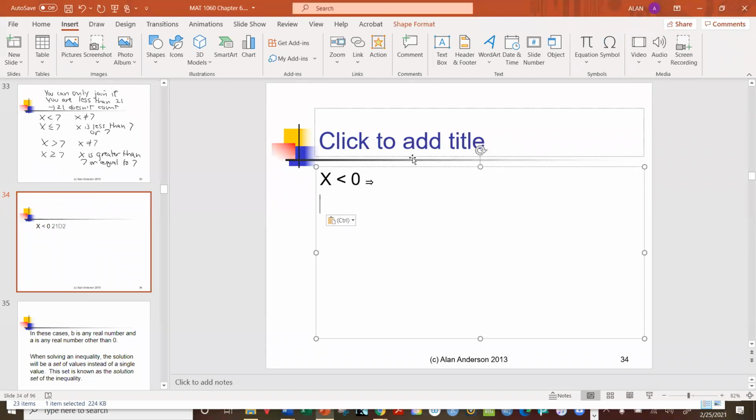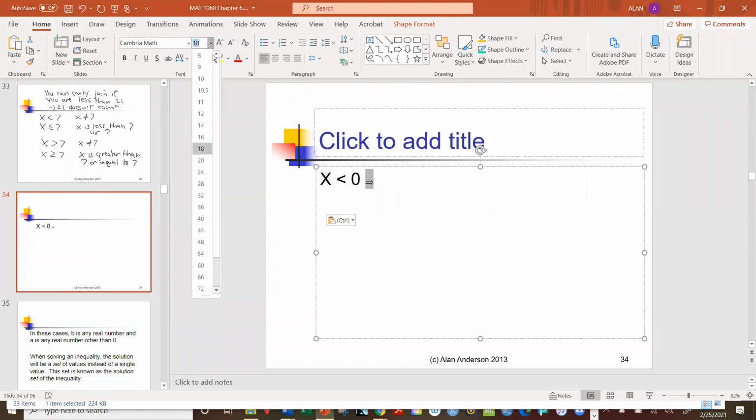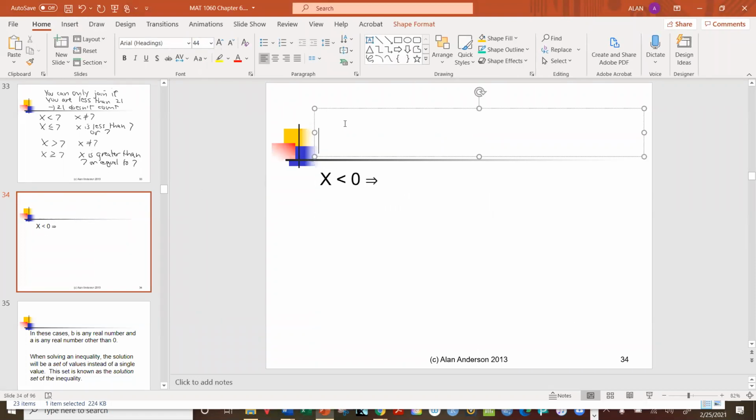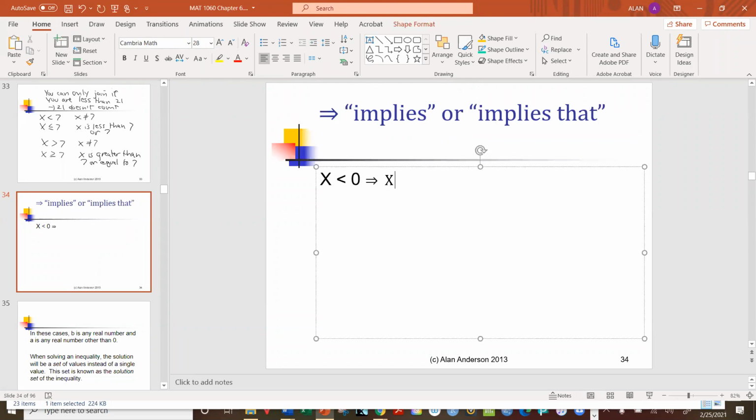This arrow, in English, you would say the words implies. Okay, so that symbol means it replaces the English words implies or implies that. It can come in very handy. So this implies that X is negative.